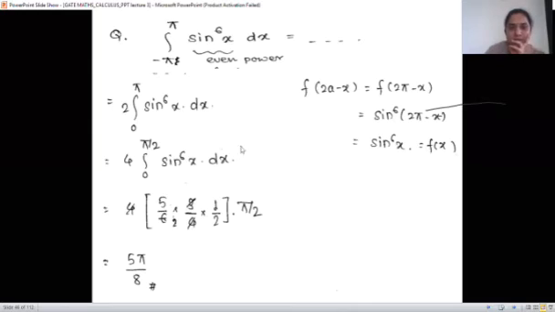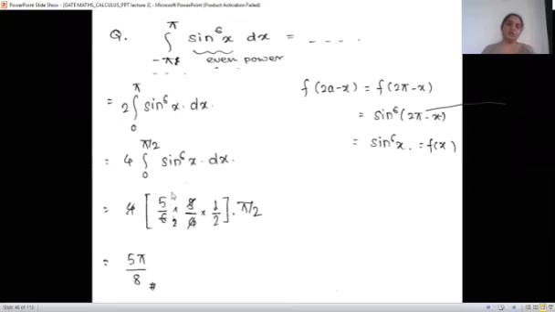So here is the answer. f of 2a minus x, that is f of 2 pi minus x. f is sine raised to 6, and 2 pi minus theta gives sine raised to 6 x. That is, f of 2a minus x is f of x only. So f of 2a minus x equals f of x, this is the even case. So we know the formula: integration 0 to pi of f of x can be written as 2 times integration 0 to pi by 2. So it is 2 times 2, into 2, that is 4, times integration 0 to pi by 2 of sine raised to 6.